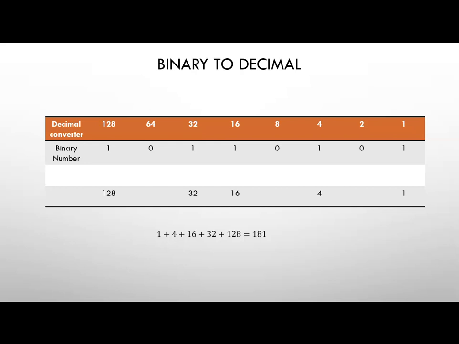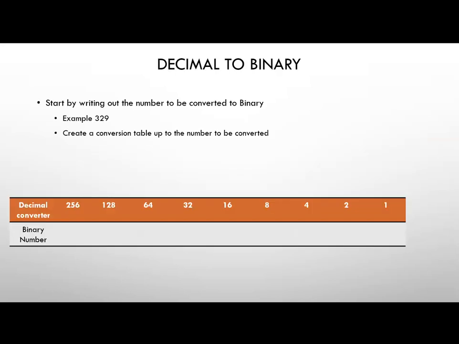I have nothing under my 64, so I move on. I have a 1 under my 32, and also I'll write down my 32. I'm going to do the same for the 16, the 4, and the 1. All I have to do now is add these up. It's that simple. So the binary number 10110101 converts to decimal as 181. Okay, so that's very simple to do. Anybody can do that. Now let's go from decimal to binary.